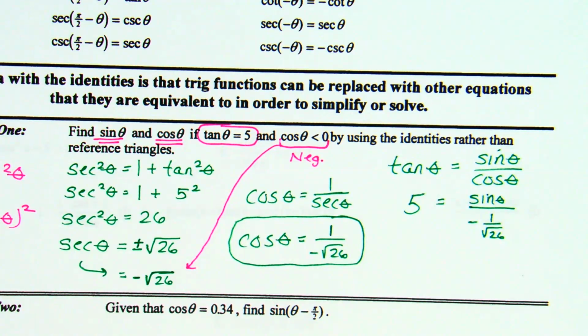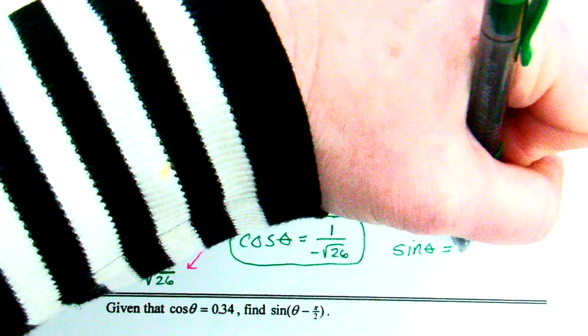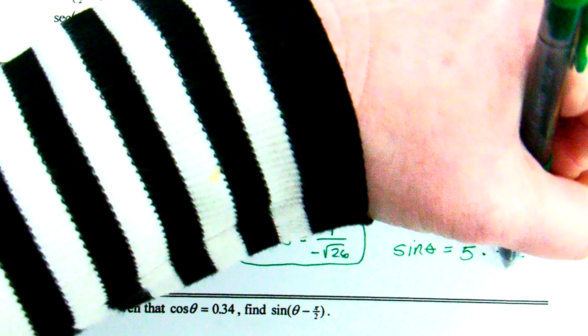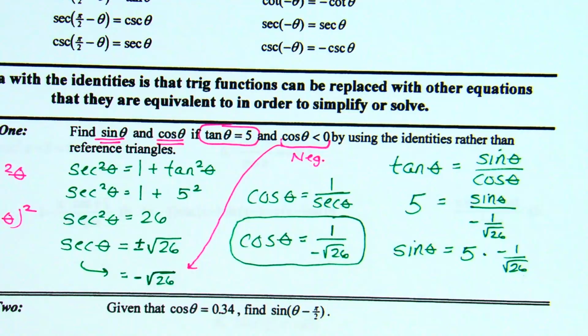Multiply. If sine theta is divided by something, we want to multiply it to the other side. So then I have the fact that sine theta will be equal to 5 times whatever the negative 1 over square root of 26 is. How should I write that as a final answer? 5 times negative 1 over square root of 26.